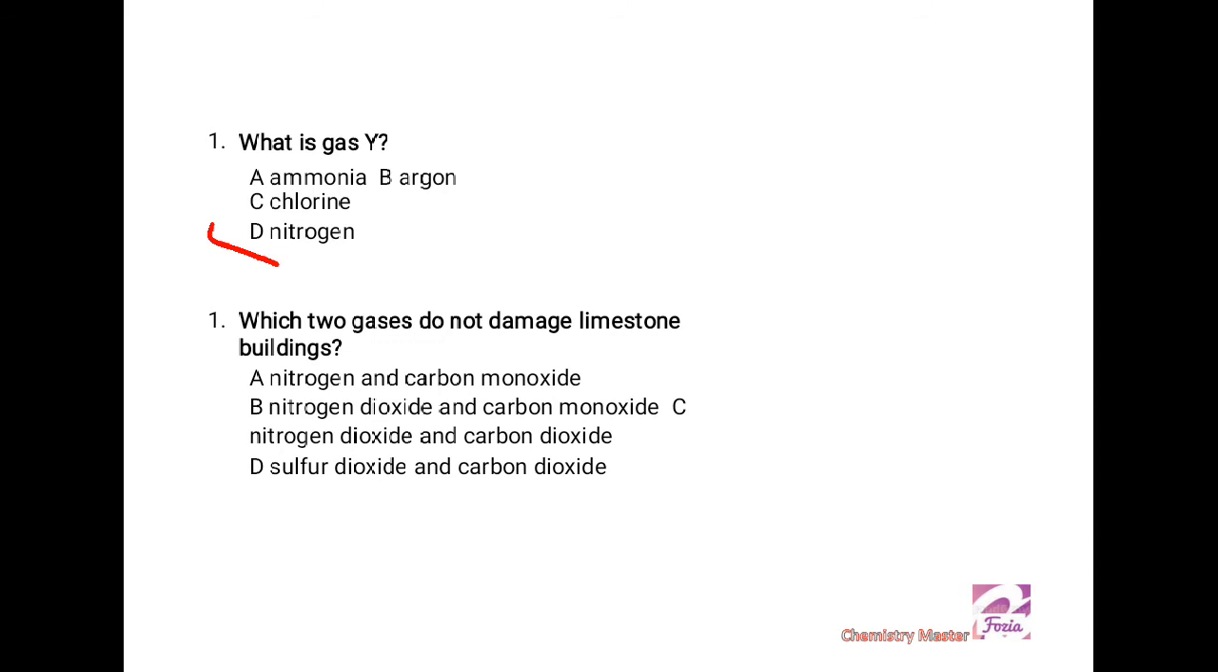And when we see among the options, option B has nitrogen dioxide, which becomes the reason for acid rain. In option C, again nitrogen dioxide is there, which is one of the major causes of acid rain, and sulfur dioxide, also an acidic gas which produces sulfuric acid, which becomes the reason for acid rain. Only option A has nitrogen and carbon monoxide, and these two gases do not directly damage limestone buildings.